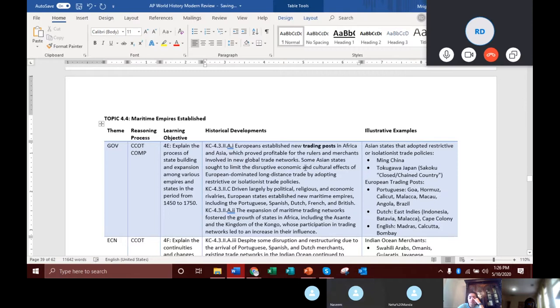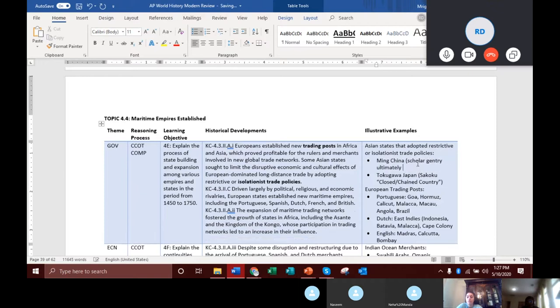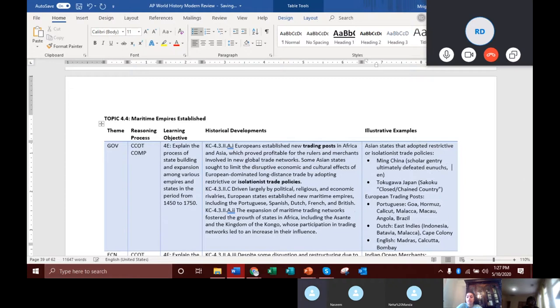Some Asian states have to limit the disruptive economic and cultural effects of European-dominated long-distance trade by adopting isolationist trade policies, such as Tokugawa Japan with the Sakoku chain country. Ming China tried doing that. Remember, the scholar gentry ultimately outpowered the eunuchs, ending Admiral Zheng He's voyages.